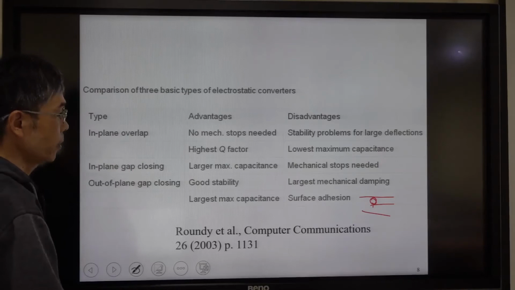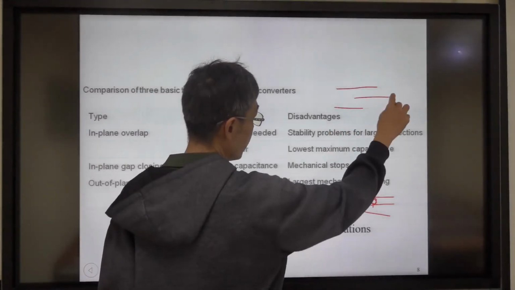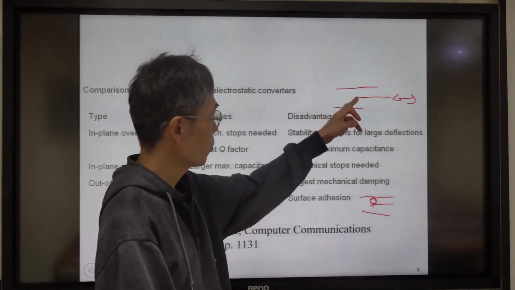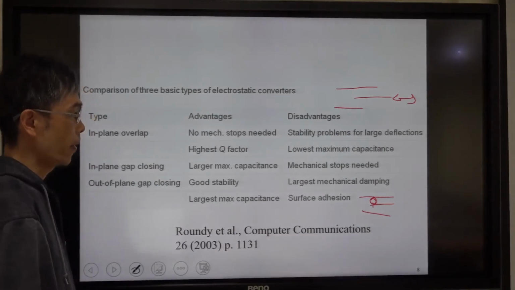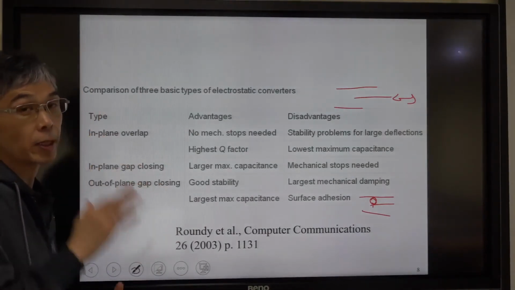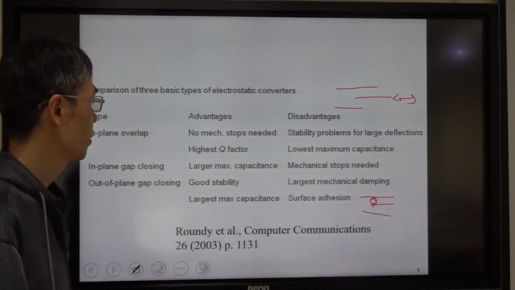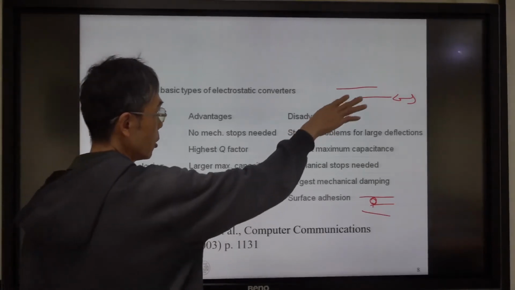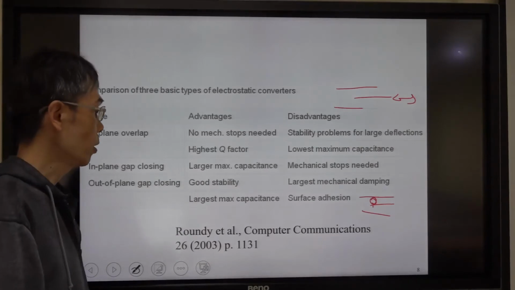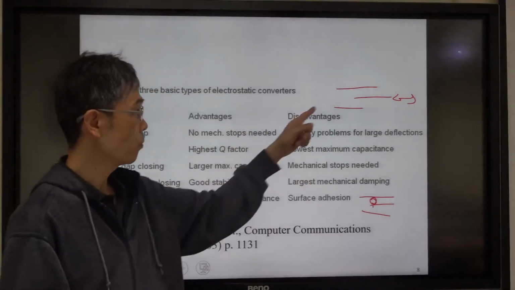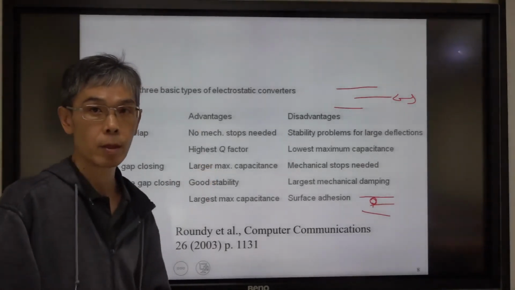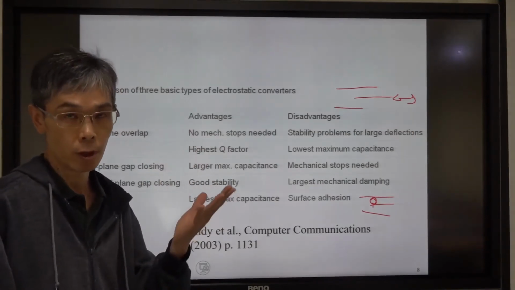And for the in-plane overlap type, usually we don't need to worry about the two electrodes contacting each other. But the capacitance change is smaller compared to the gap closing case, so C maximum minus C minimum is relatively small. Because we don't need to worry about the two electrodes contacting each other, we don't need the mechanical stopper. And the Q factor: for high damping, we have a low Q factor; for low damping, we have a high Q factor. So the Q factor is a measure of the damping effect. We prefer a high Q factor, which is low damping.